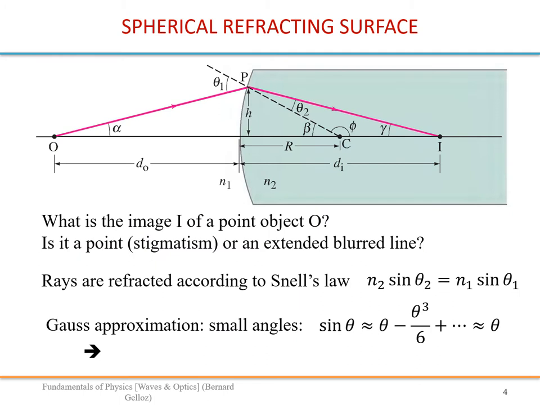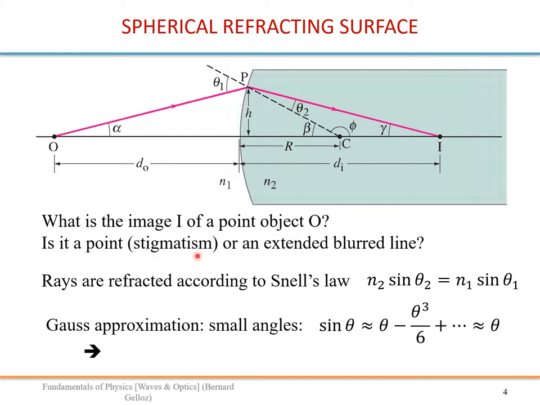As for spherical mirrors, we are going to use the Gauss approximation. That is, we will need the angles to be small and rays to be close to the optical axis. Otherwise we will get astigmatism in such case. And one of our goals here will be to find where is the image of that object by this optical system.